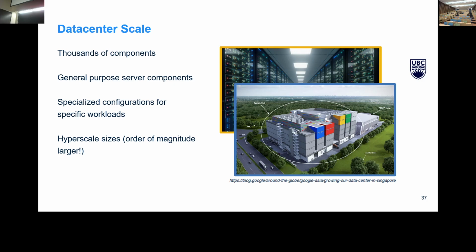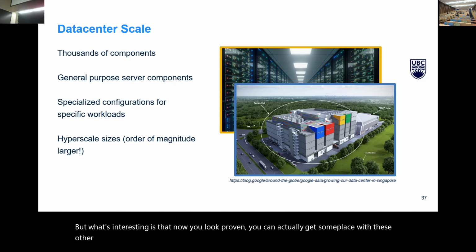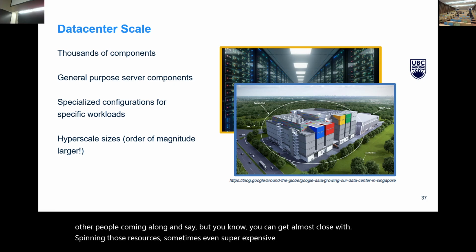Large language models are notable because they are really expensive to train. They have huge data sets, and they require vast amounts of computational resources. But what's interesting is that now that people have proven you can actually get someplace with these, other people are coming along and saying, but you know, you can get almost as close with like 1/10 of the resource. And so we see a really cool dynamic tension there. Spending those resources, even though super expensive, sometimes ends up giving us the insights necessary to say, yeah, but it's worth optimizing this case now. How can we make this better?